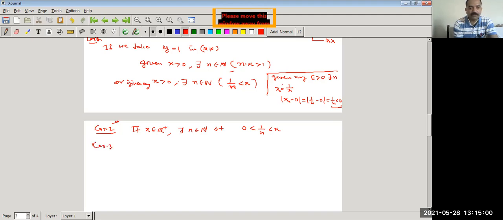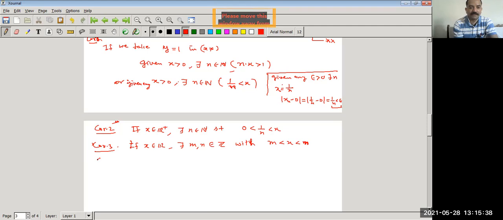Third corollary: if x belongs to R, there exist m and n, two integers, m and n belongs to integer Z, with m is less than x is less than n. So it means you can take any real number, then there exist two integers m and n which are different, such that the real number lies between two integers m and n.